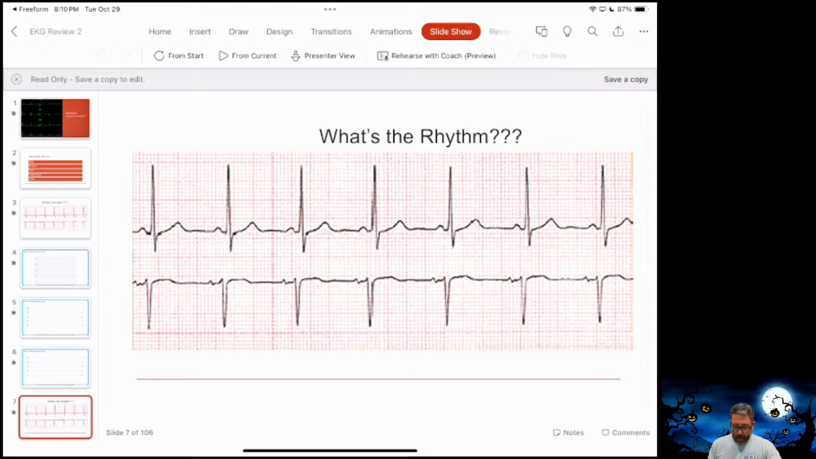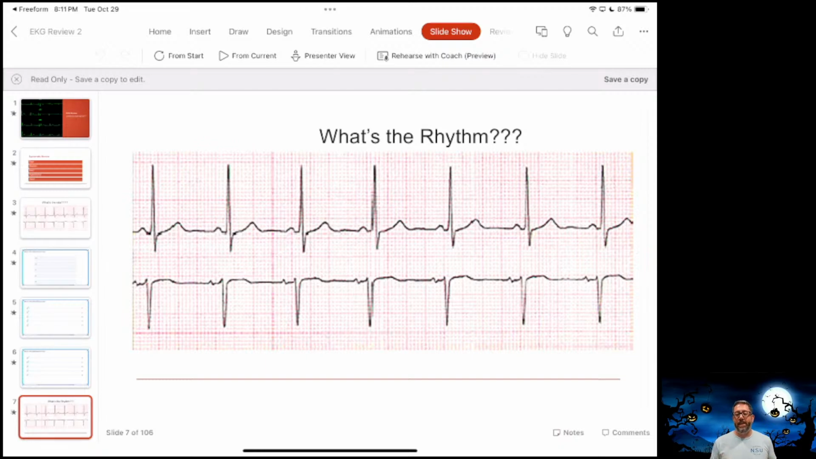That's fine. What's the rhythm? That's a question that'll be on your exam. It's going to have a full 6-second strip, but it may say, what's the rate? It may say whatever. There will be some patient scenarios. Yes, there will be some basic, simple, straightforward questions.